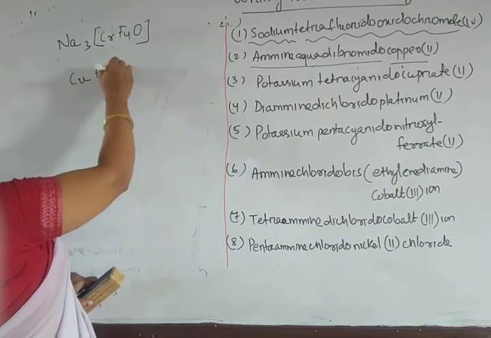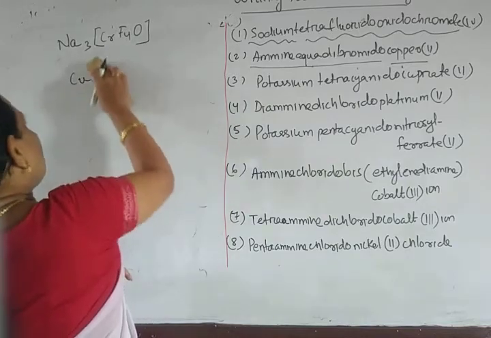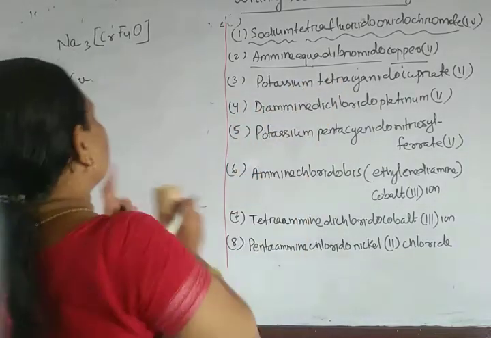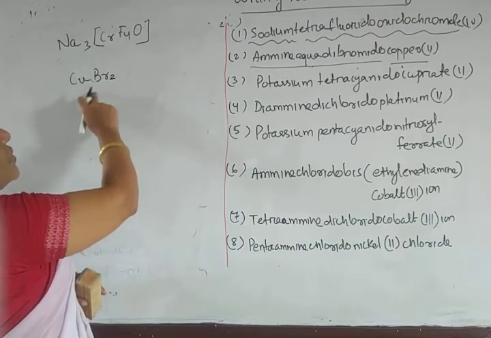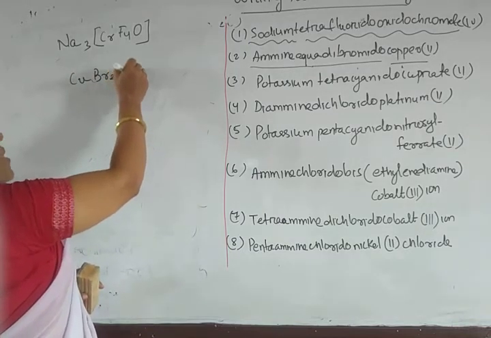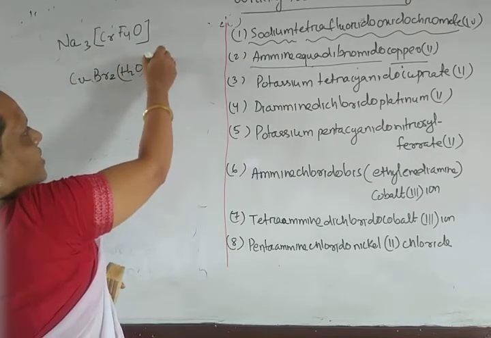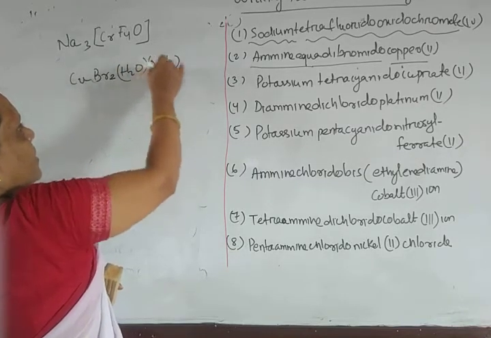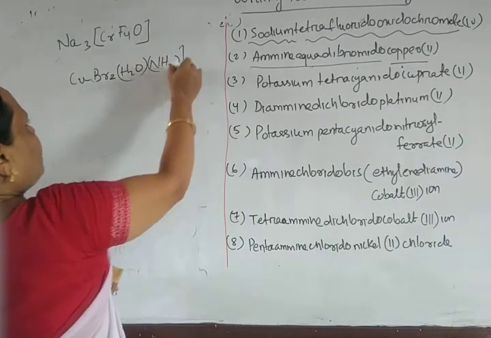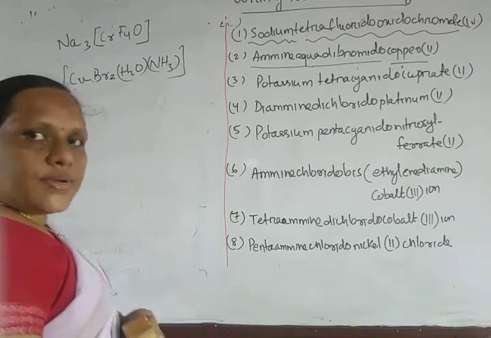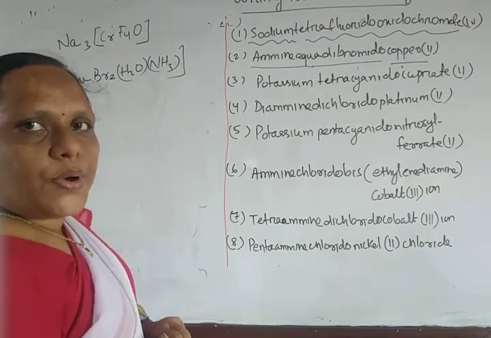Cu, H2O. Then bromido is there. Bromido comes first, so Cu, dibromido, so Br2, then H2O. This is kept in parenthesis. Then NH3. So the total charge is balanced. This is the amine aqua dibromido copper 2 complex.